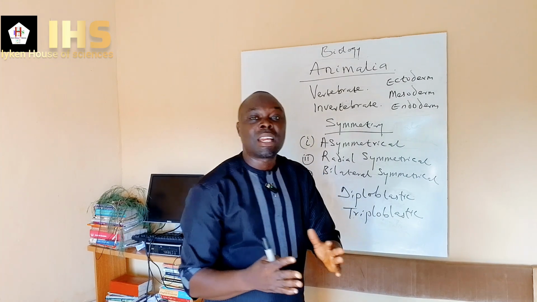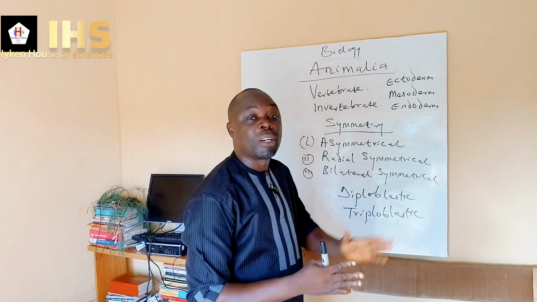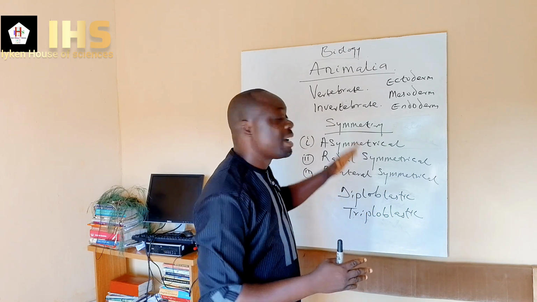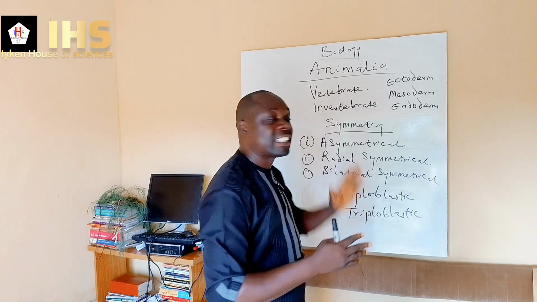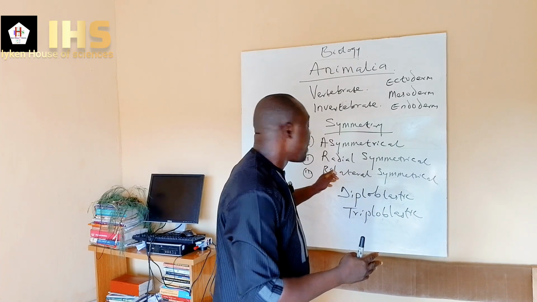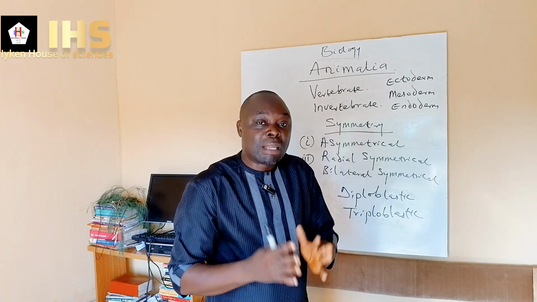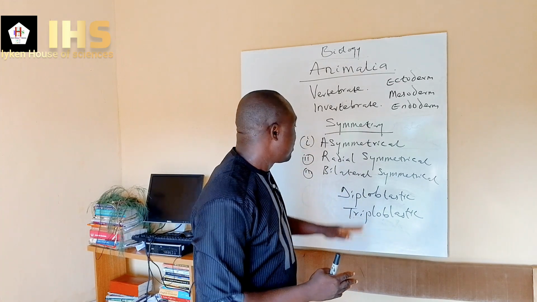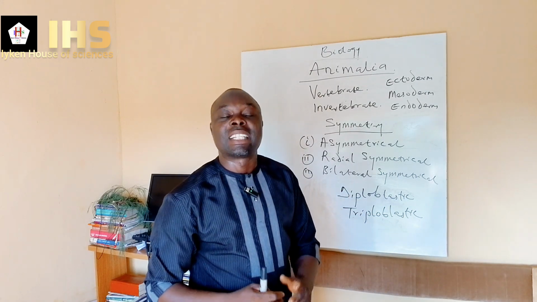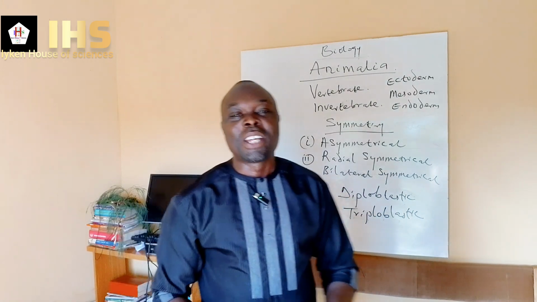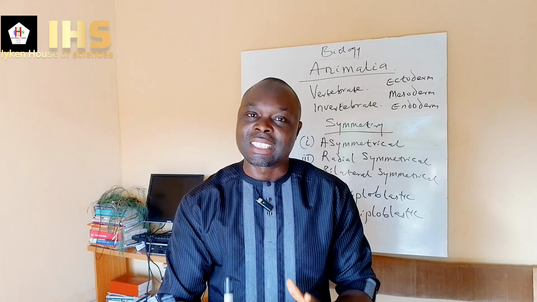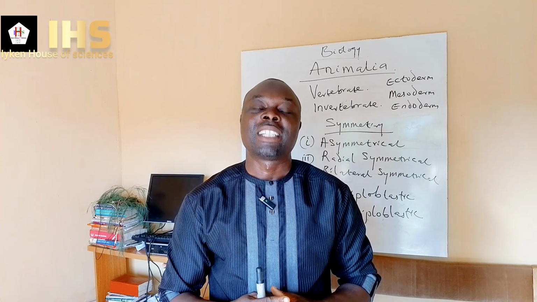Now, we can also classify them based on the body symmetry. Here we have asymmetrical animal, radial symmetrical animal, and bilateral symmetrical animal. Then in terms of the body layers, we have diploblastic animal and triploblastic animal. Here we're going to discuss this more when we come back in the next class.